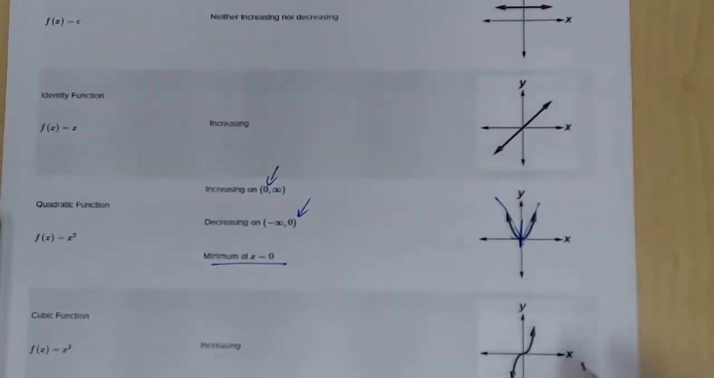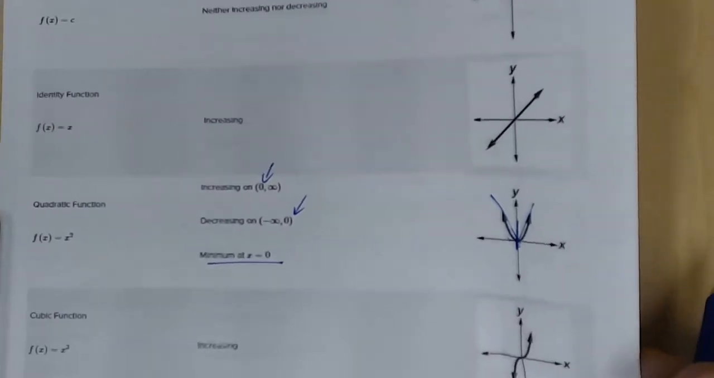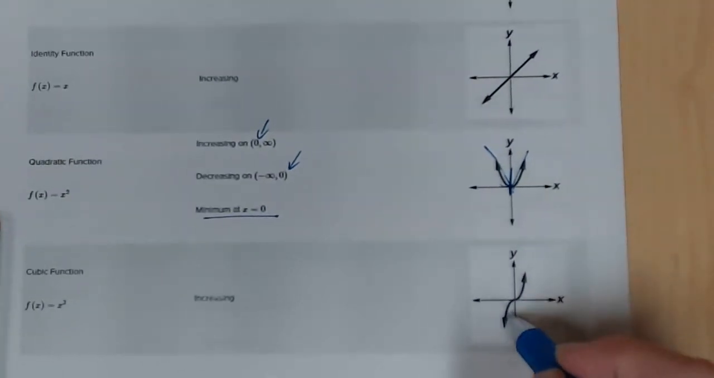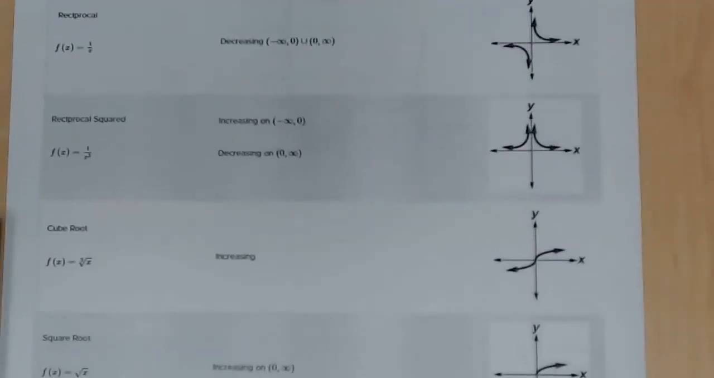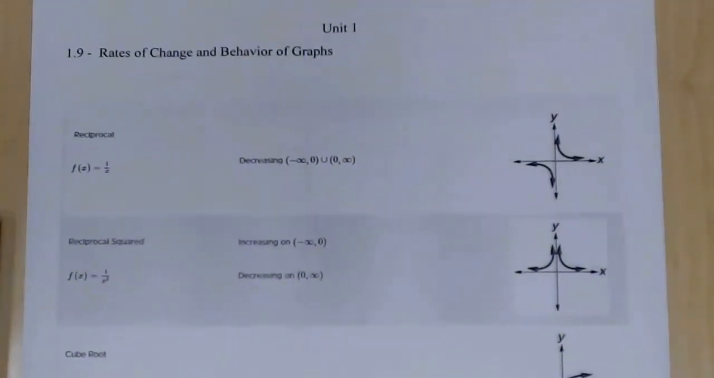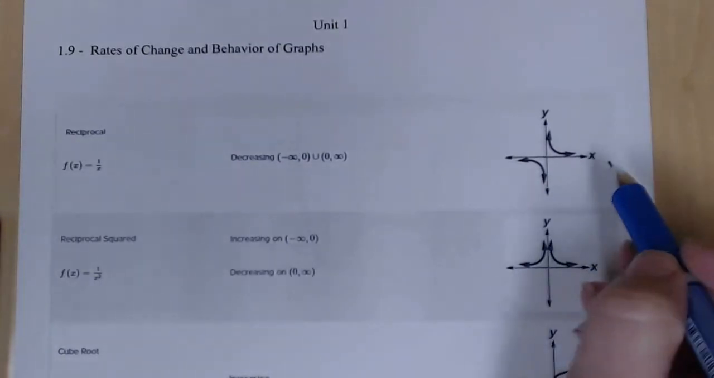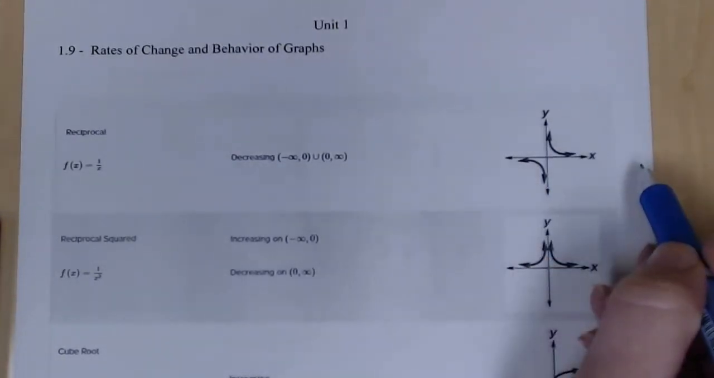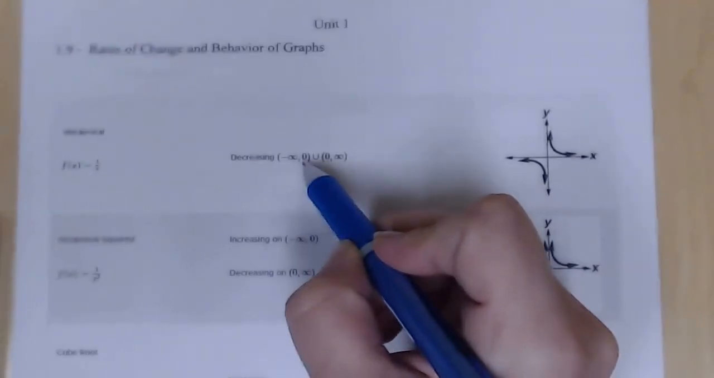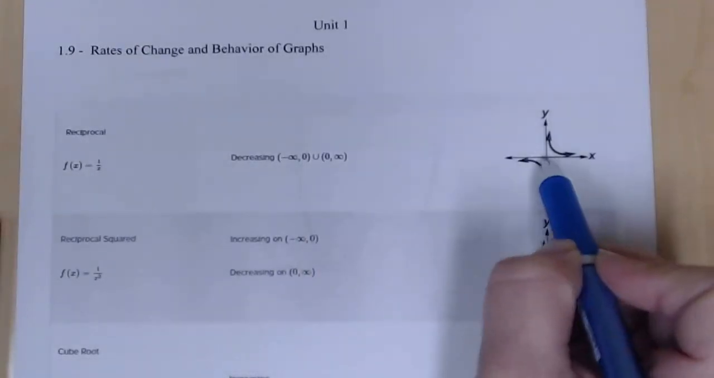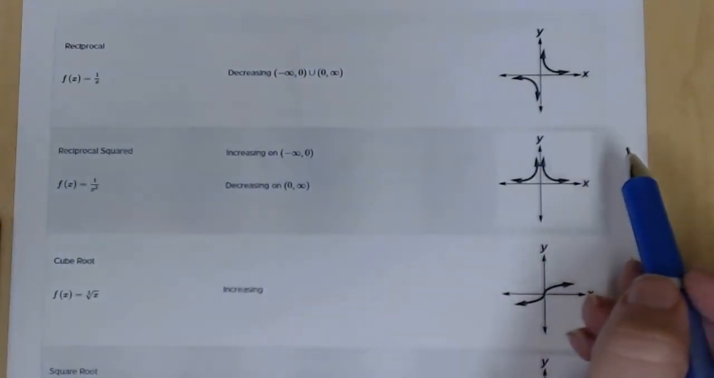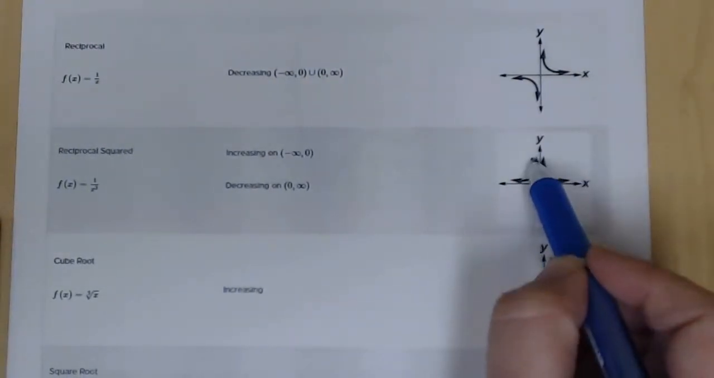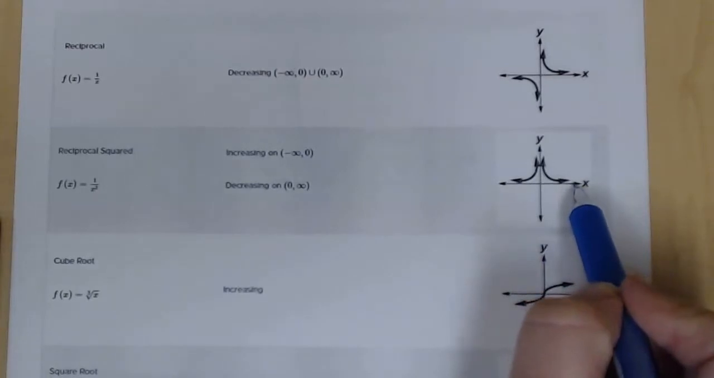Next, the cubic function, it's always increasing. It looks like the increasing kind of slows down here in the middle, but this is considered always increasing. The reciprocal function here at the top, it is increasing, never. It is decreasing from negative infinity to 0 and 0 to infinity. And again, that goes back to our domain issues. The reciprocal squared, it is increasing from negative infinity to 0, decreasing from 0 to infinity.